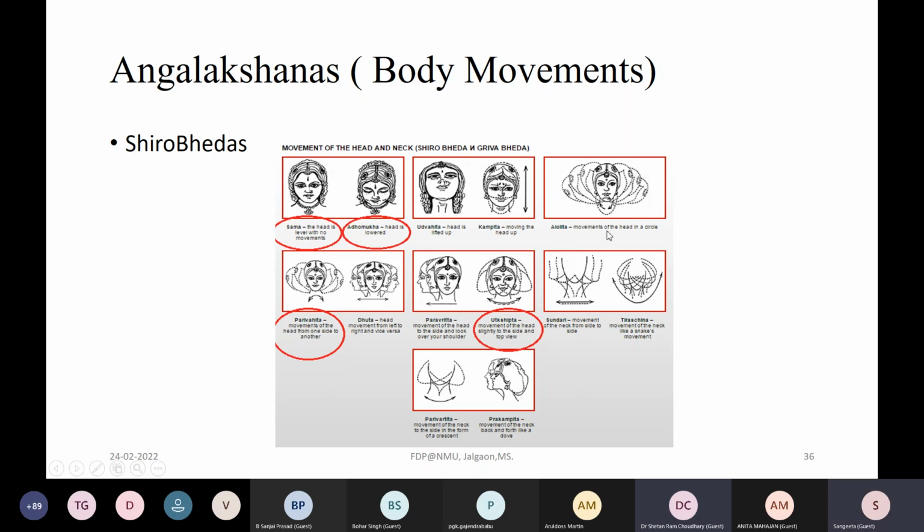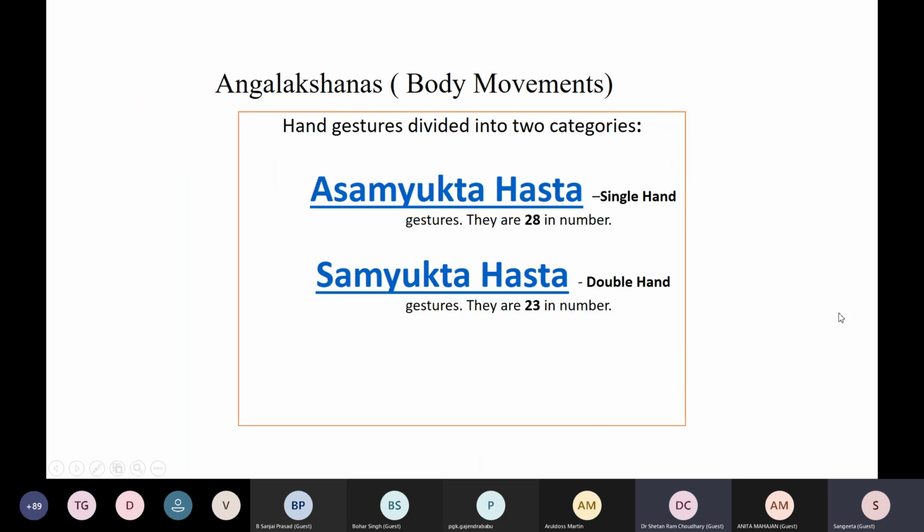Now Alolita is where the head moves in a circle. This, as you would know, would indicate a person who is sleepy or in a drunken state. So we are not going to take this movement for our nritya. Similarly, there are various other movements, like when you move your head from side to side, meaning you don't want something. So that is also telling a meaning. Like these movements are not considered.